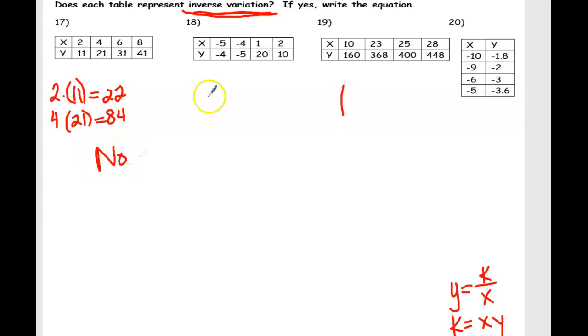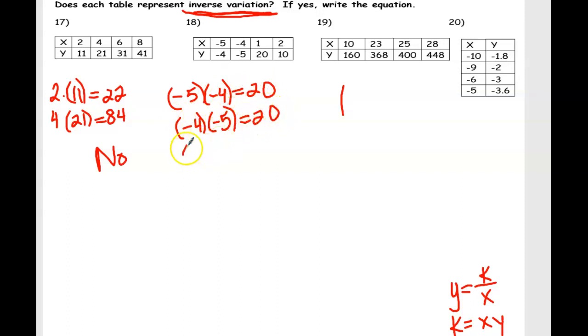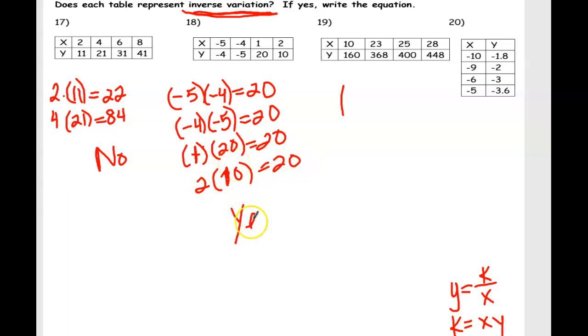All right, multiply your x and your y. Here we're going to get -5 times -4, and that's 20. And then we have a -4 times -5. We get 20. Then 1 times 20, and we get 20. And then we have 2 times 10, and we also get 20. So this would be yes. And our constant would be 20, so we can write this as y is equal to 20 divided by x.